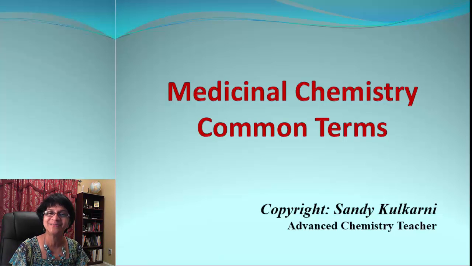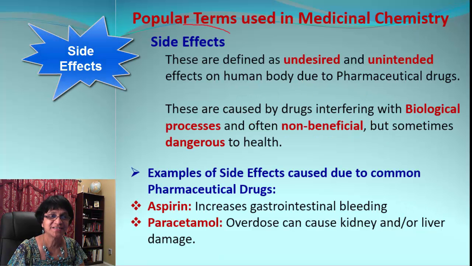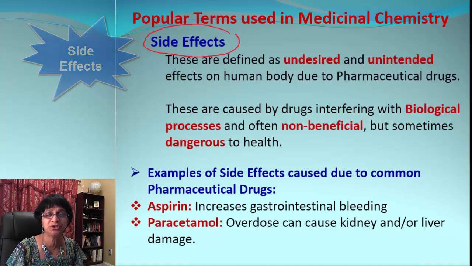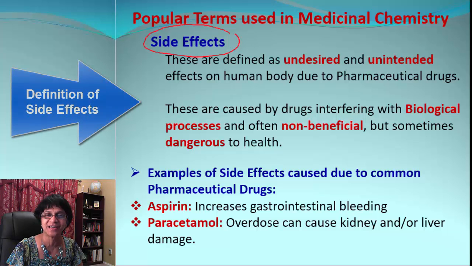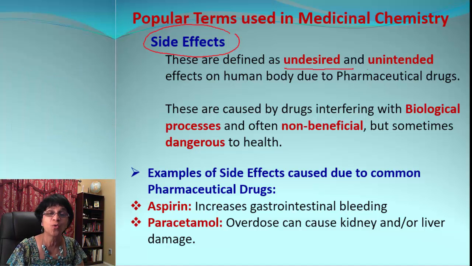So let's begin now. Here is the first one, side effects. On and off, medicines do result in some side effects. So how do we exactly define that? Side effects are always undesired and unintended. We don't want those side effects to occur with the medicine. So, whenever we see these undesired, unintended effects on the human body, we call those side effects.